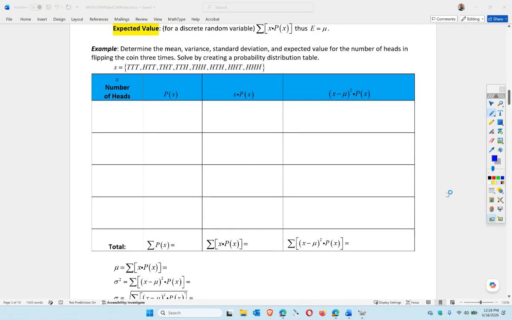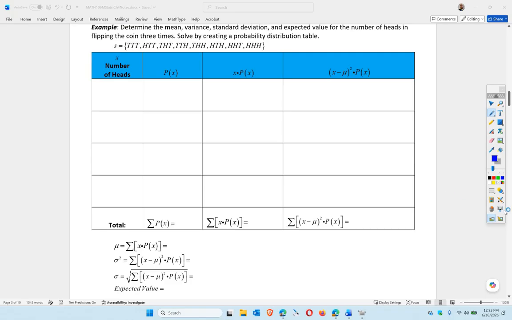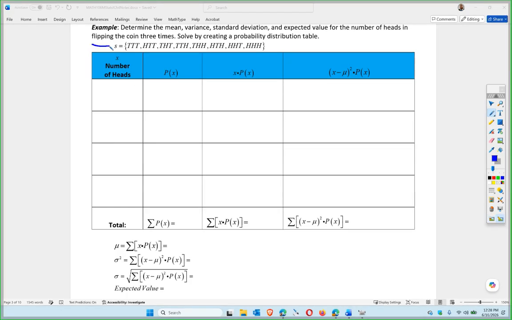Let's say we flip a coin 3 times. You can either get tails or heads. So how many heads do you get? There are only 8 possibilities, obviously. This is our sample space up here. There's our sample space, right? So you can either get no heads, 1, 2, or 3. I don't know how you get more than 3, because you're only flipping it 3 times, correct?